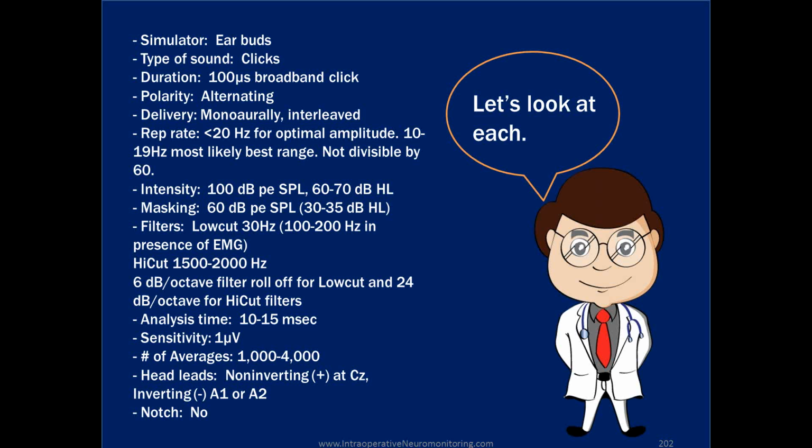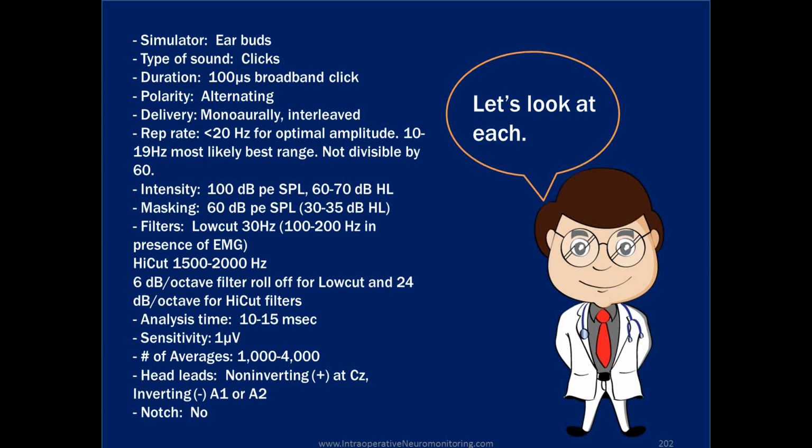Masking is this kind of white noise, and it's recommended to do 60 decibels SPL, or 30 to 35 decibels hearing level, and usually use that in the contralateral ear. Filters: the low cut is at 30 hertz, or 100 to 200 hertz in the presence of active EMG, and the high cut at 1,500 to 2,000 hertz.